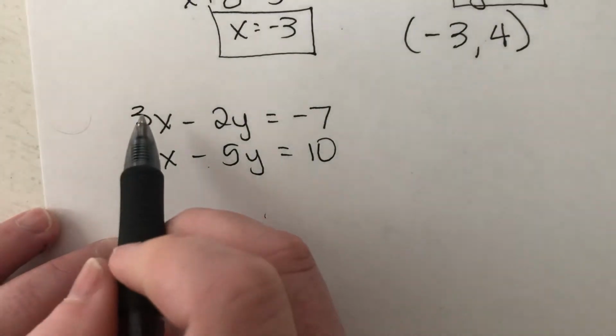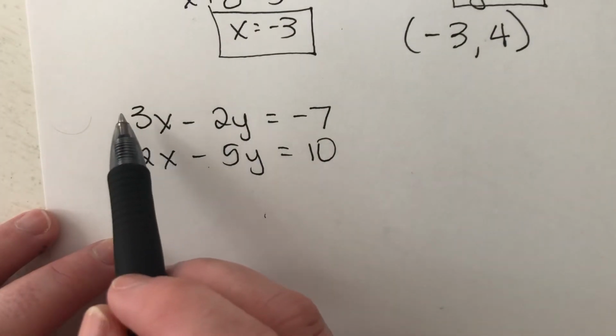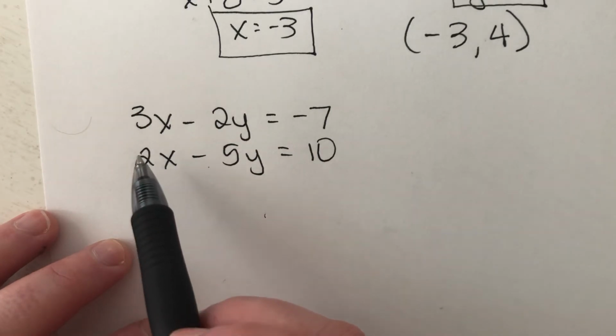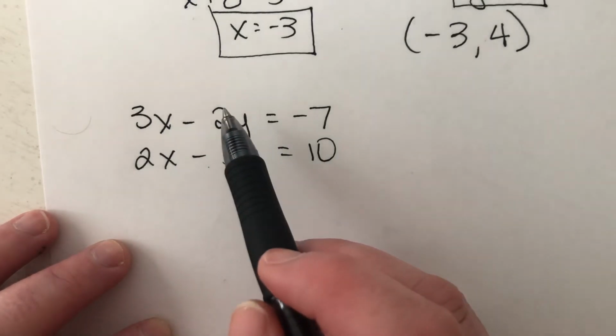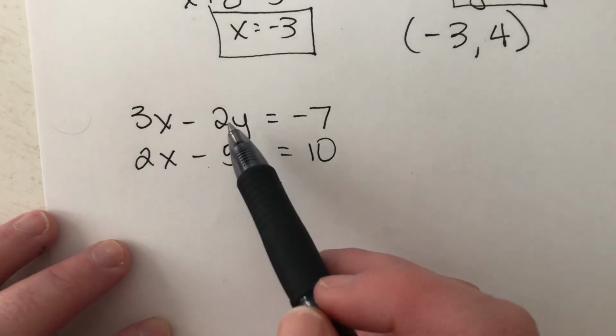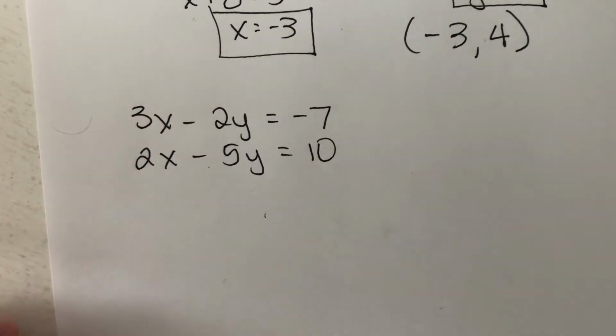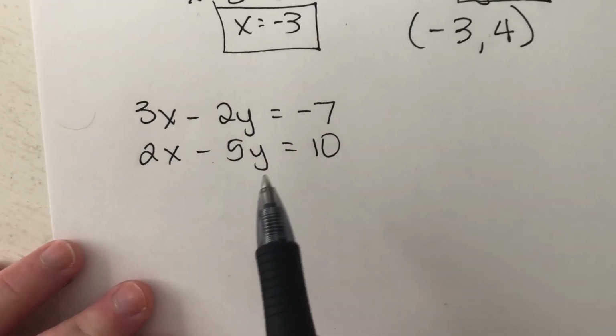Okay, so here, the x's don't match, the y's don't match, and I can't just multiply 3 by something to make it 2, or 2 by something to make it 3. Same with the 2 and the 5. I can't multiply one of them to make it match the other. So I am going to multiply both, right?